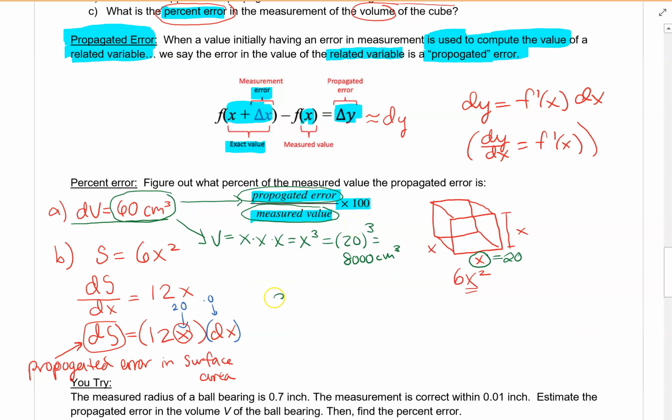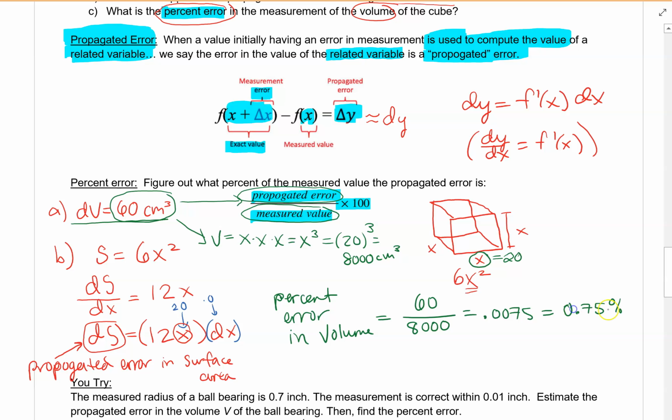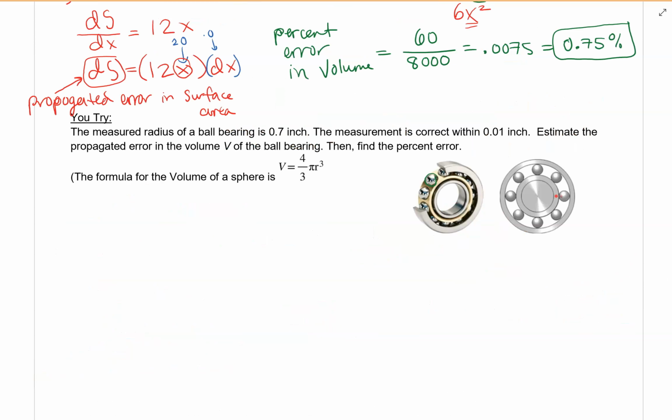So my percent error in volume, according to this formula, would be 60 divided by 8,000, which will give me the decimal, and then I'll multiply that by 100 to get my percent. So I get 0.0075, which is equal to 0.75%. So the error is less than 1%. Not bad.